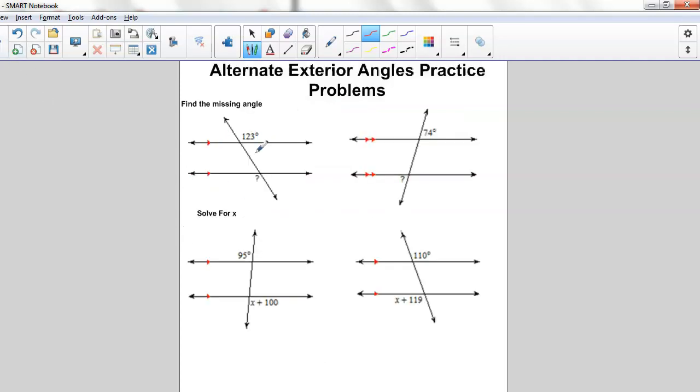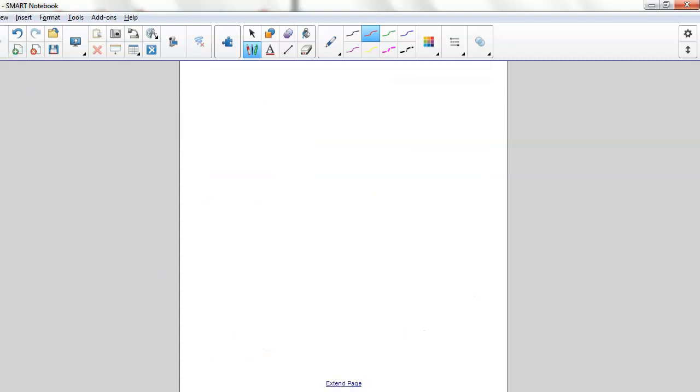Some more examples. These are alternate exterior. That means they should be equal. These are alternate exterior. That means they should be 74 degrees. These are alternate exterior. They should be equal: 110 equals x plus 119, and then you would solve. Alternate exterior. These would be equal: 95 equals x plus 100, and then you would solve for x. So alternate exterior angles are congruent.